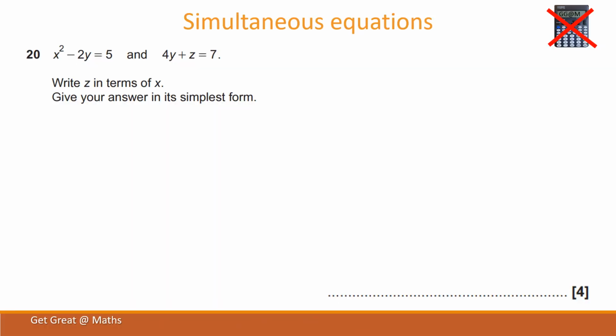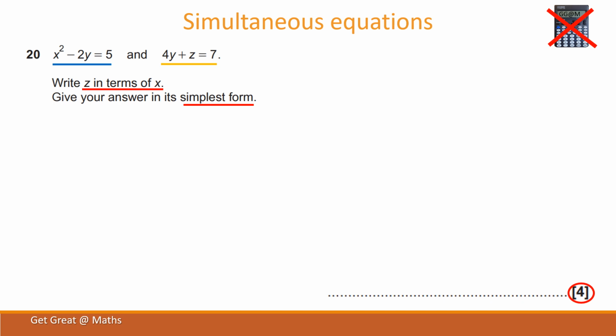This is a question on simultaneous equations and we're going to look at the key facts in the question. So we've got an equation x squared minus 2y equals 5. The second equation 4y plus z equals 7. We've got to write z in terms of x, and we've got to give your answer in its simplest form. This is worth 4 marks.